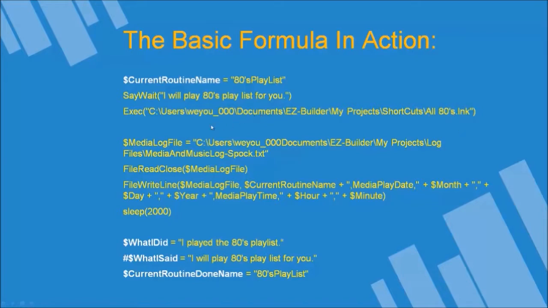Then what we're doing is we are setting a media log file variable, and we're setting it to a text file, and we're setting the location and the name of the location. And this one, I've named it media and music log Spock.txt. So this file here is the name of one of my memory files for Spock, for anything that's related to his media and music memories. So I'm setting that, and then I have the file read close for that file.